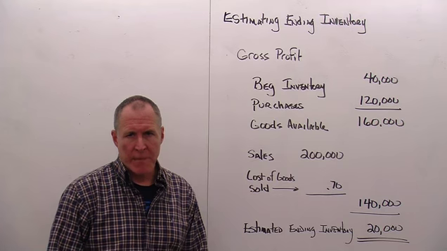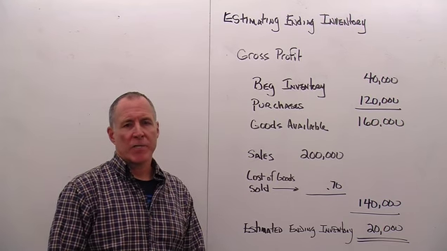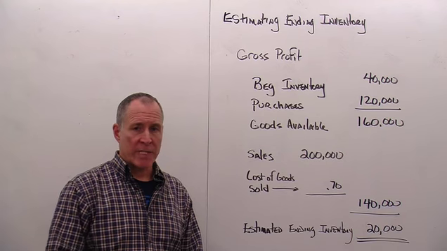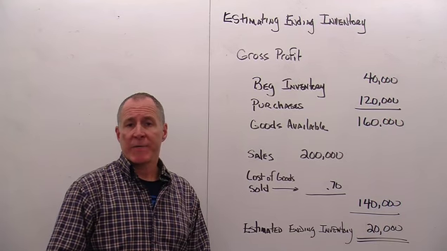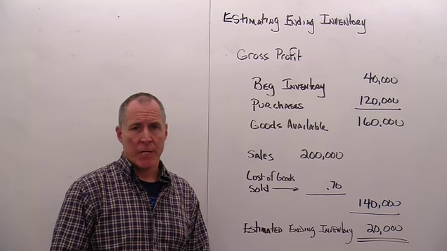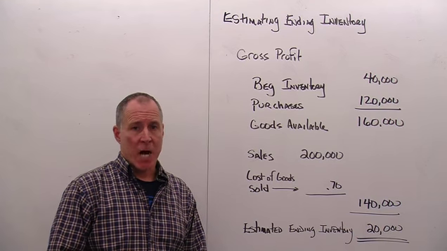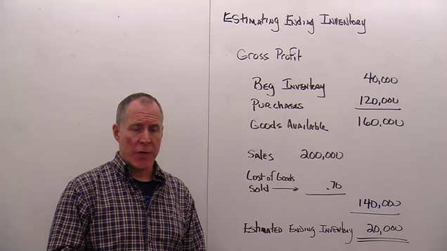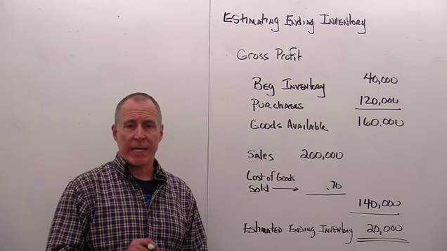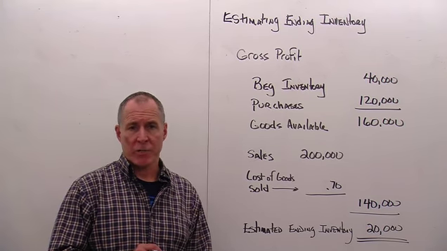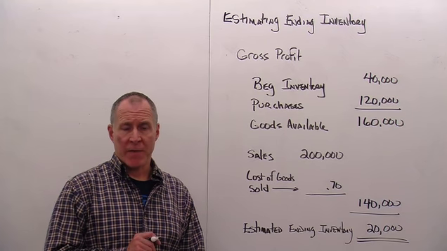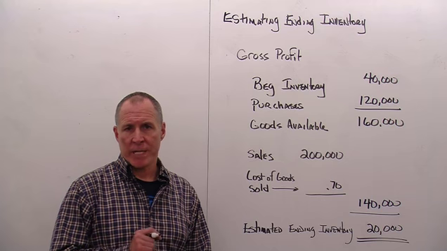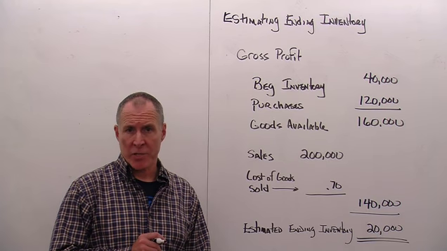Okay, the next method of estimating ending inventory is called the gross profit method. Now this method, unlike the retail method, does not give you information as to inventory and purchases at cost and retail figures. What it does give you that you didn't have before is the gross profit percentage. Whereas in the retail method, we had to come up with the relationship of cost and retail, which gave us the cost ratio.